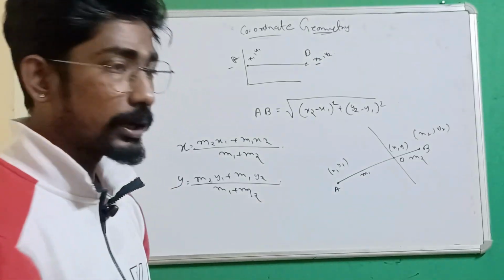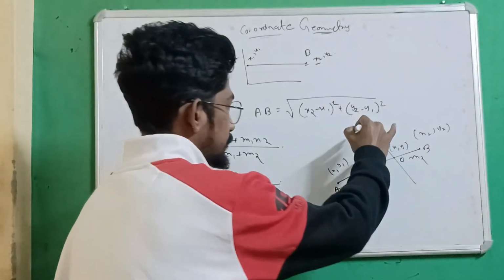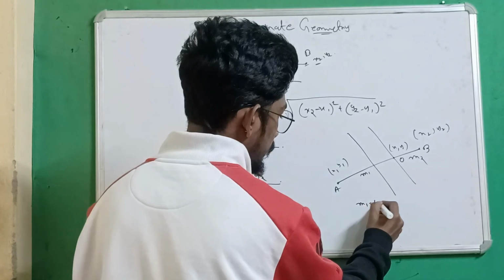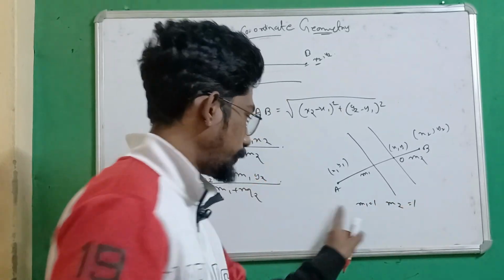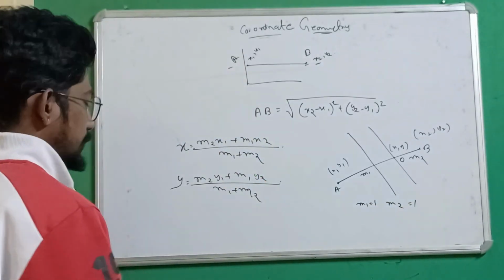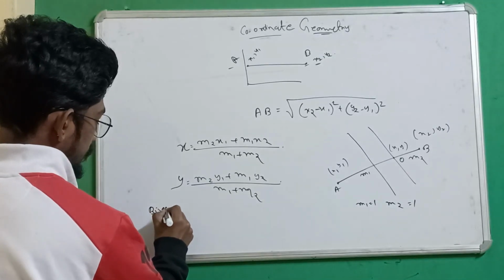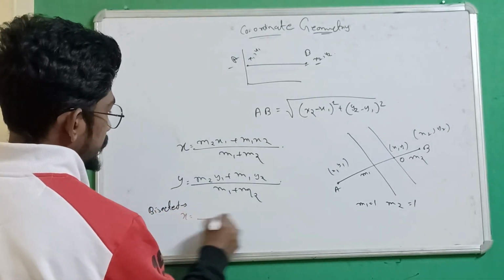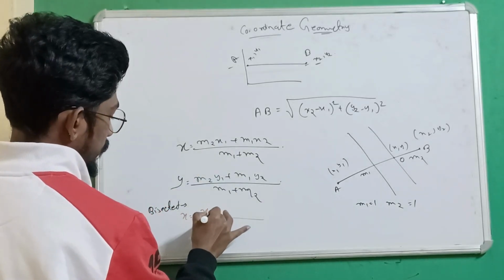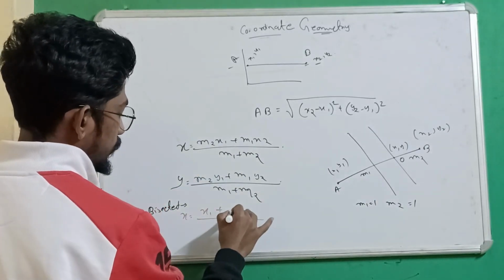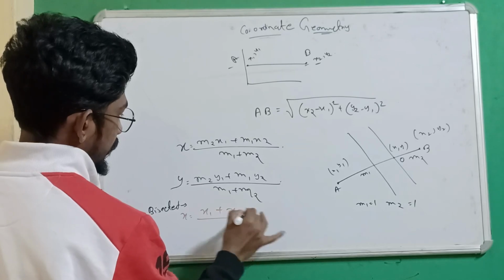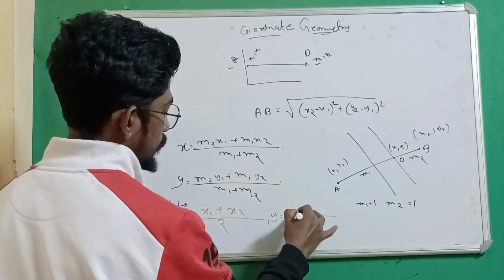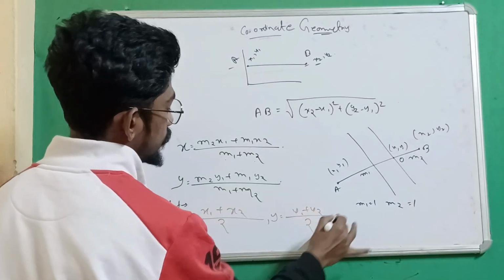Okay, now you can say, sir, if the line is bisected. Bisected means m1 will be equal to 1, m2 will be equal to 1. Now put these values in this formula for bisection. What do we get? x equals, in place of m2 put 1, you will get x1. In place of m1 put 1, you will get x2, divided by 1 plus 1 means 2. For y you will get the same, y1 plus y2 divided by 2.